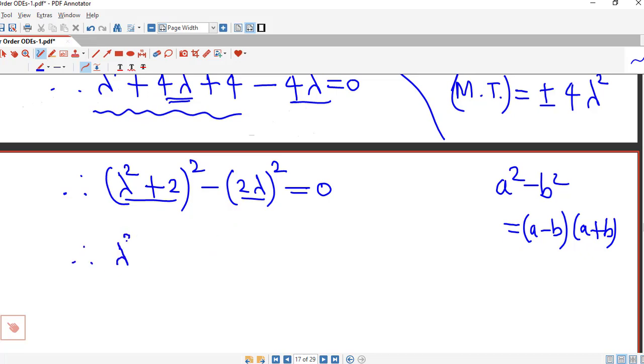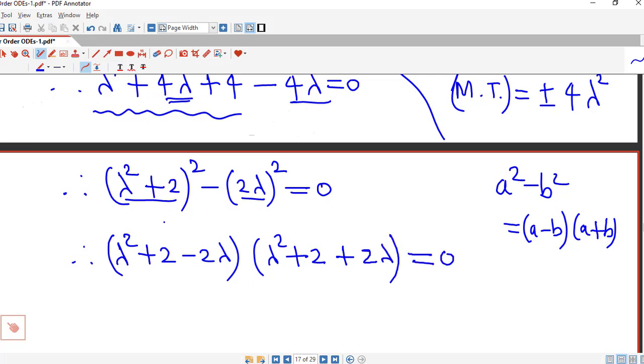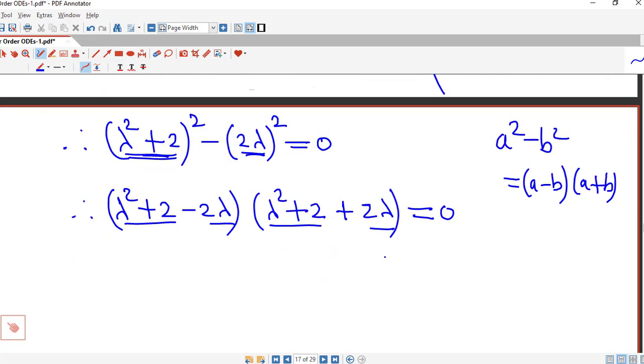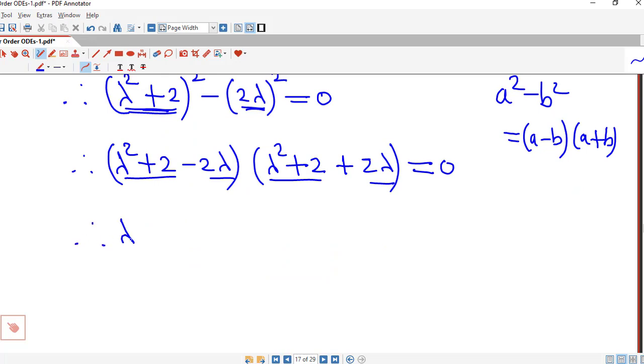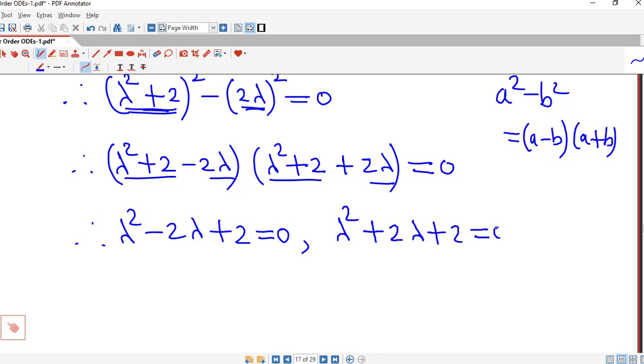So first we write a minus b, that is lambda square plus 2 minus 2 lambda, and then we consider a plus b, that is lambda square plus 2 plus 2 lambda, equal to 0. So here a minus b and a plus b equal to 0. Therefore lambda square minus 2 lambda plus 2 equal to 0, lambda square plus 2 lambda plus 2 equal to 0.